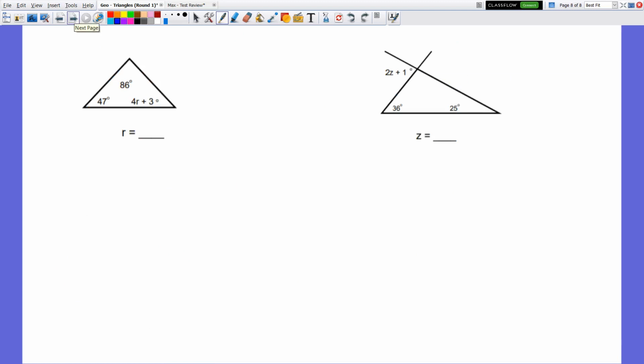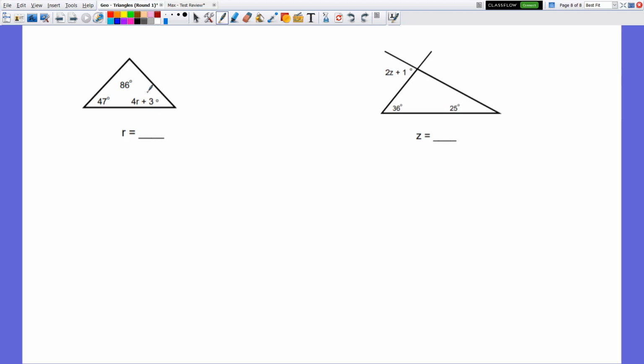All right, so here are two problems that look a little different. The process is pretty much the same. It's just going to be what we did on all the previous stuff, except you're solving for a variable at the end. So we already know that 86, 47, 4r plus 3. You're going to add all three of these up. We're looking for r. Notice we're looking for r, because yes, you could do your 86 plus 47, subtract from 180 and get the degrees.